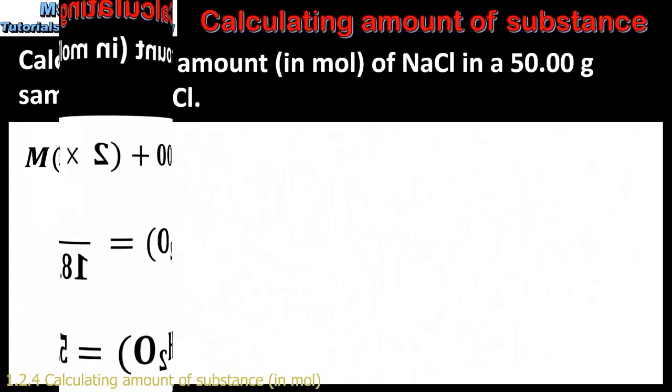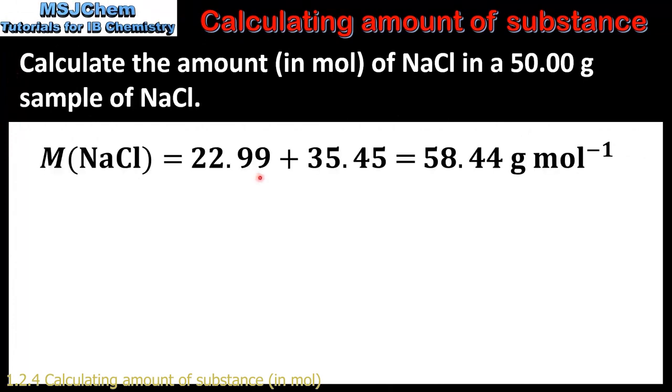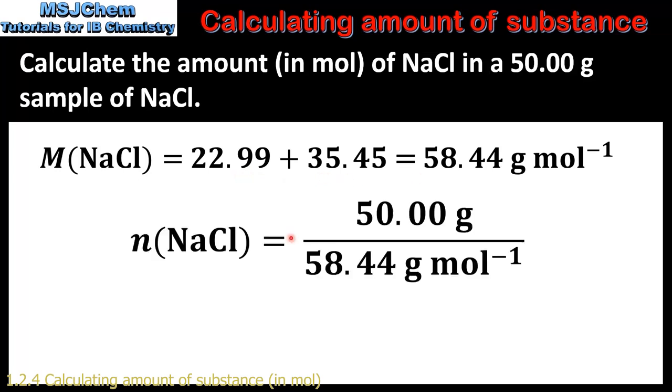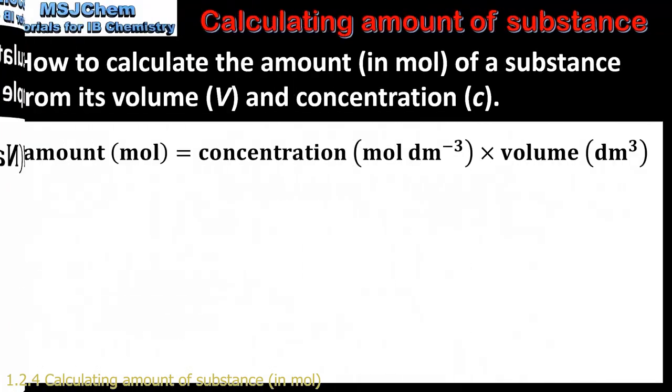In the last example using this equation, we calculate the amount in moles of sodium chloride in a 50-gram sample. To determine the molar mass of sodium chloride, we add the relative atomic mass of sodium and chlorine, which gives us 58.44 grams per mole. Next, we divide the mass by the molar mass, and this gives us an amount of sodium chloride of 0.8556 moles.